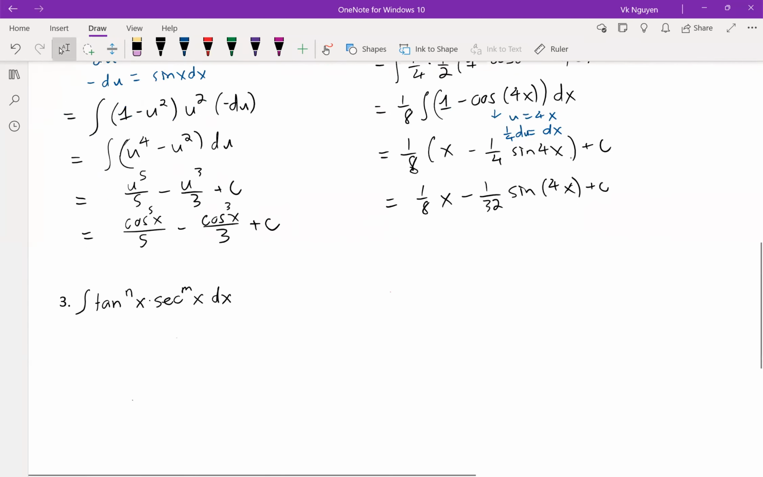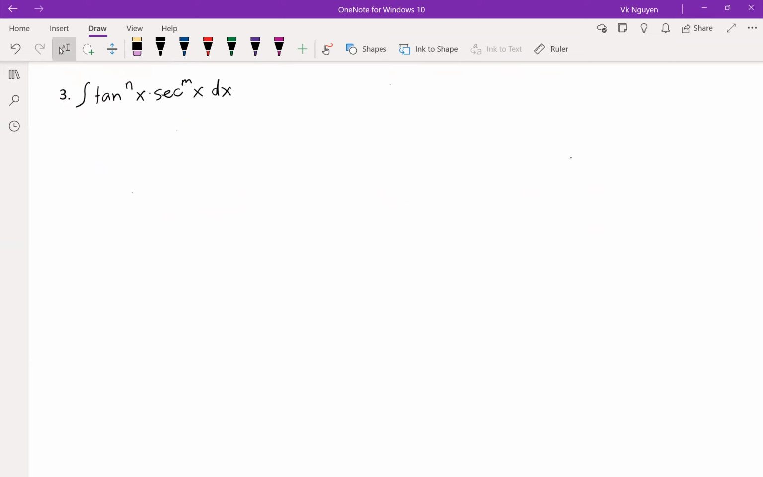Let's move on to 3. Integral of tangent x to the n multiplied by secant x to the m dx. First example, integral tangent to the 6x secant to the 4x dx. Notice that the derivative of tangent is secant square, so we can split out the secant to the 4x and rewrite secant square x in terms of tangent square x. That will be useful to solve this problem.